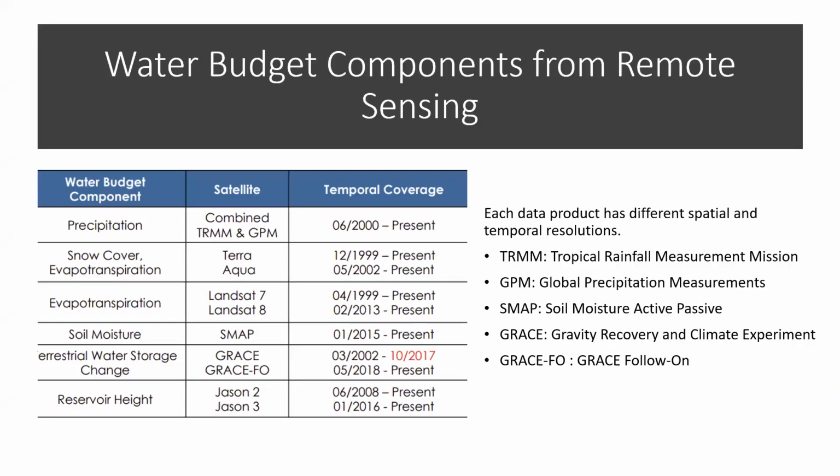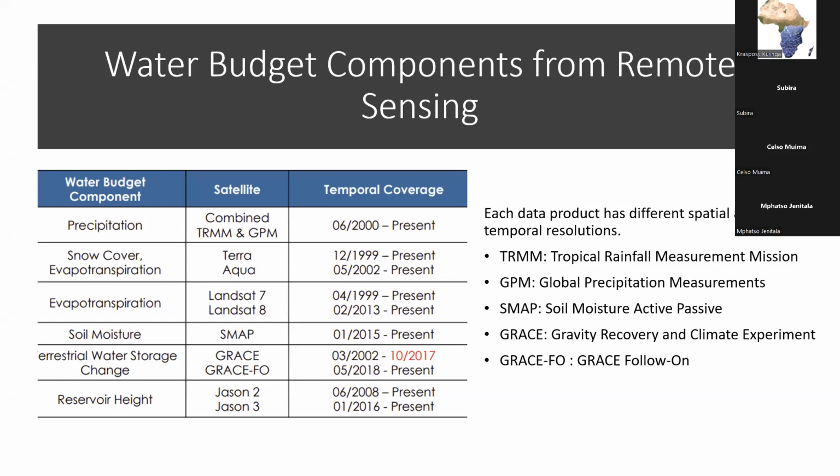Okay, so I have highlighted here the major water budget components that we'll be estimating from remote sensing. And you can see it is possible. Precipitation data, especially, we will estimate from combined TRMM and GPM satellite image data. Evapotranspiration, this time I will not have any snow cover because we are using a basin that is in the Southern Africa region. So for evapotranspiration, we'll use Terra and Aqua satellites.